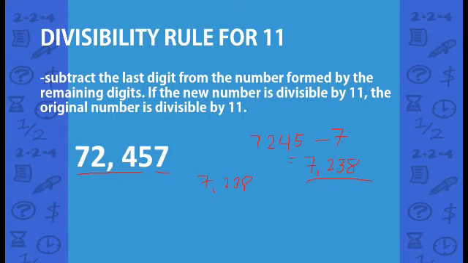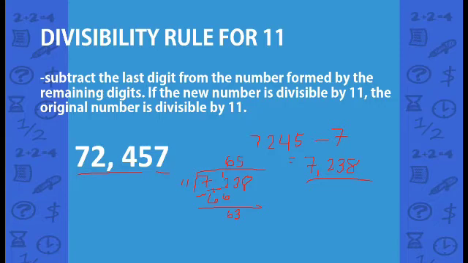7,238 divided by 11. So, una natin, 72 divided by 11 is 6. 6 times 11 is 66. Then, let's subtract. 72 minus 66 is 6. Let's bring down 3. Now, 63 divided by 11 is 5.